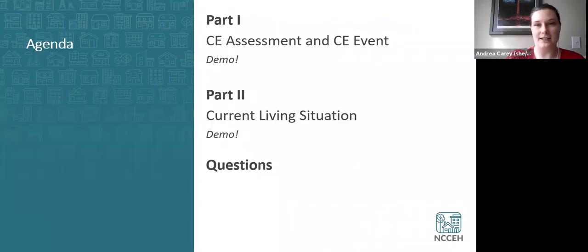Okay, so our agenda is pretty straightforward today. We are going to go through two elements for part one, coordinated entry assessment and coordinated entry event. We want to review what those mean, how we use them, when we use them, and then we'll do a demo in HMIS. And then part two, we're splitting this up because of a few differences for who this element applies to. Part two will focus on current living situation, and we'll demo that as well. Please feel free to ask questions throughout, but we'll also save time at the end for your questions.